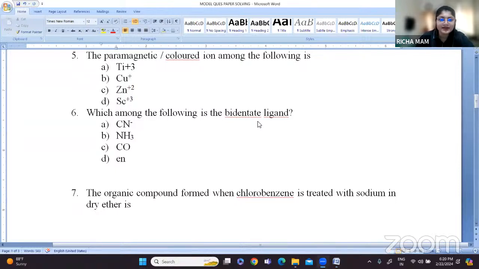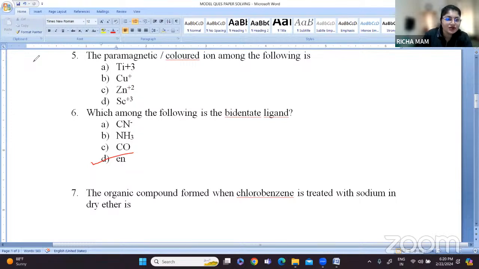Priyanka has answered it as D. Apurva has answered it as C. Vedvati answered it as D. Yes, so the answer is ethylene diamine. Ethylene diamine is a bidentate ligand.